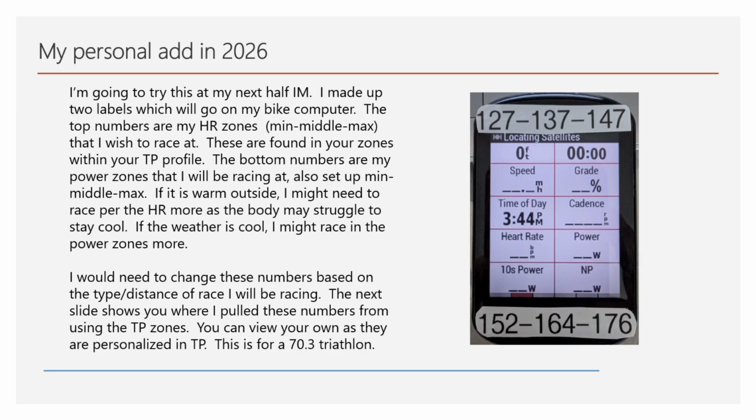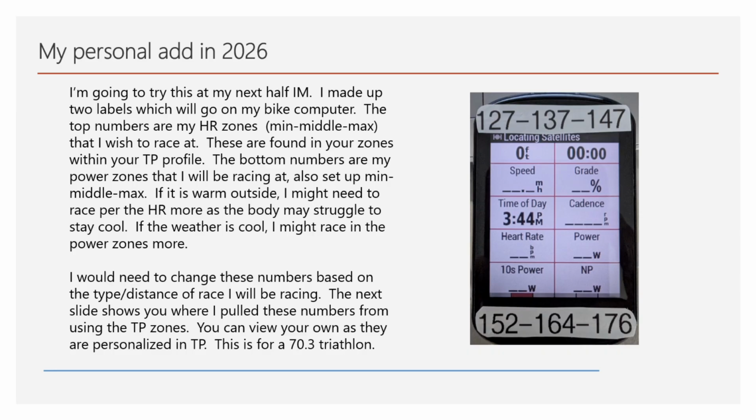What I'm adding in 2026 are labels, and these labels will change based on the race. This whole thing is set up for a half Ironman. I pulled my numbers from heart rate zones from Training Peaks profile. Anybody can find their zones within your Training Peaks profile. And also, if you're using power, you're going to find those ranges as well.